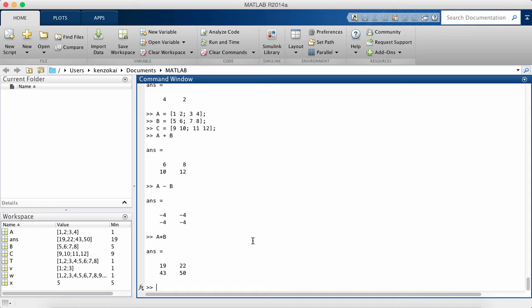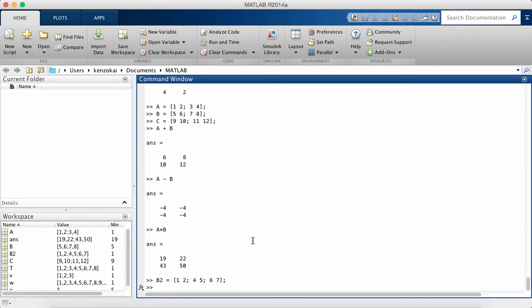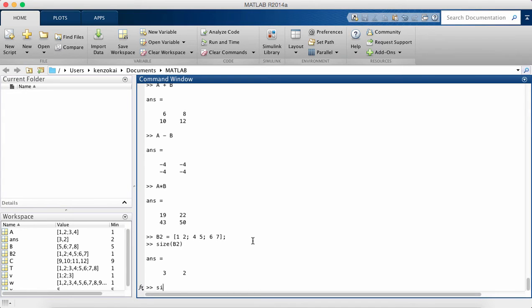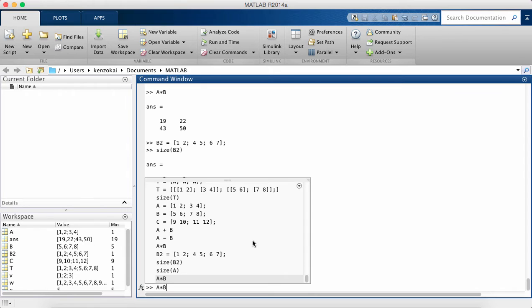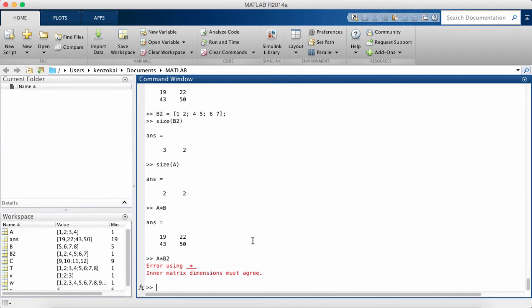So one thing to note about multiplication is this is pure matrix multiplication, which means the inner dimensions of the matrices A and B have to match. So for example, if I create another matrix which doesn't have the same number of rows as A has columns, it's not going to work. So say, the size of B2 is 3 by 2 and the size of A is 2 by 2. So if I try to multiply A times B2, I'm going to get an error that says inner matrix dimensions must agree.